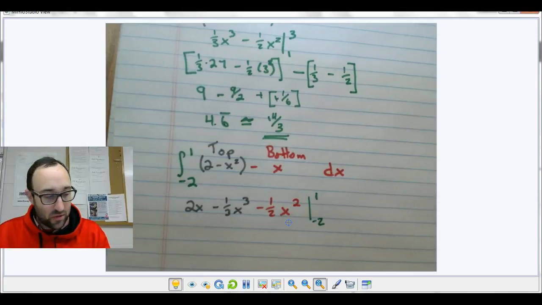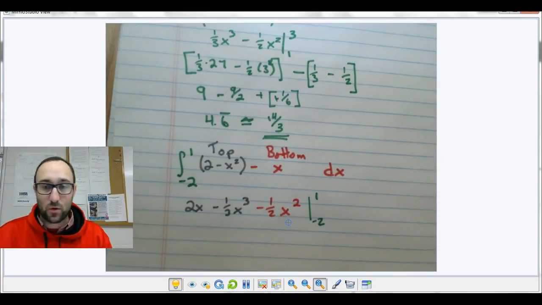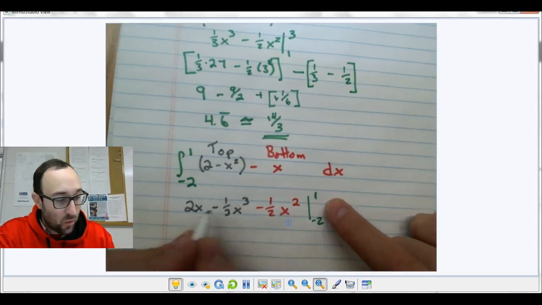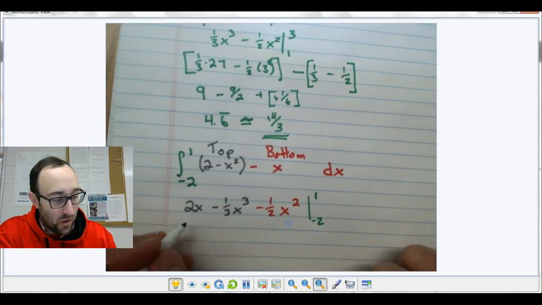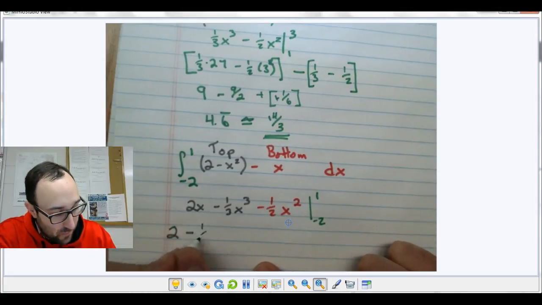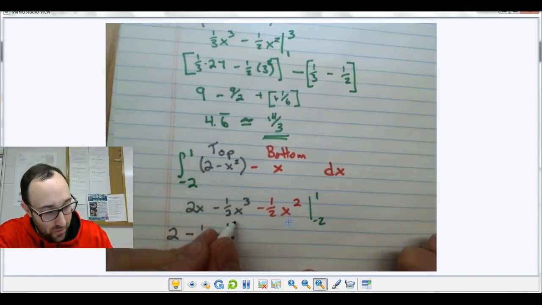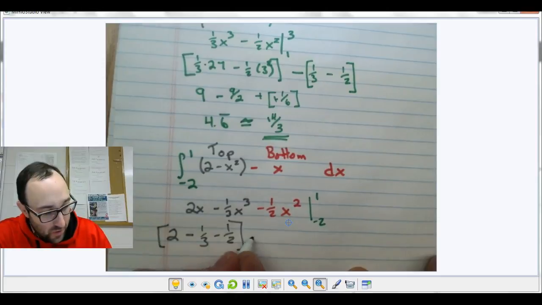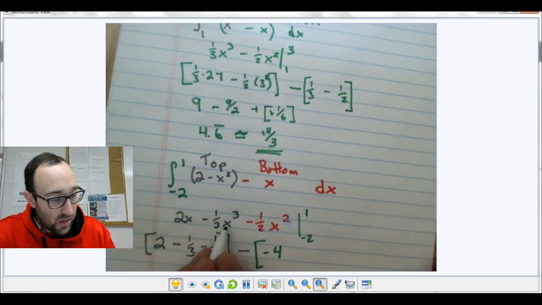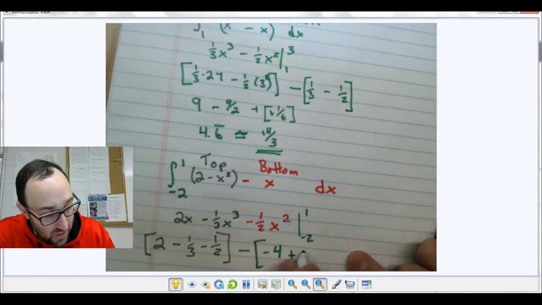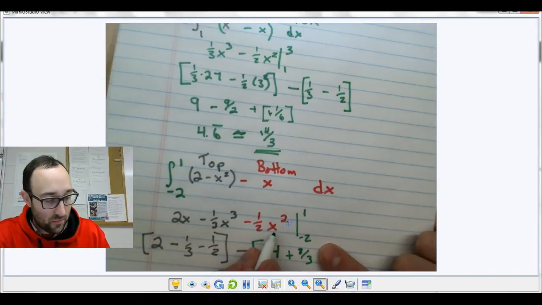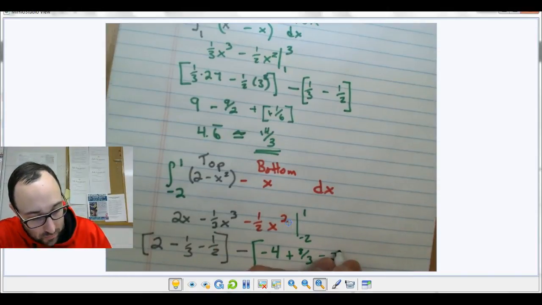All right, so now what we have to do is fill out all of our answers and do this all correctly. So I've got the -2 first. I'm going to do the top minus the bottom, right? So I'm going to do 1 minus -2. Okay, so I've got 2 minus 1/3 minus 1/2. Right, that's when I put in the 1, the top part. And I'm going to subtract the -2. So it's going to be -4. And then -2 cubed is -8, so that should be plus 8/3, right? And then -1/2 times -2 squared, 4, so that should be -2.